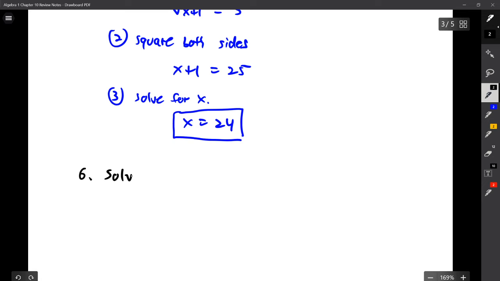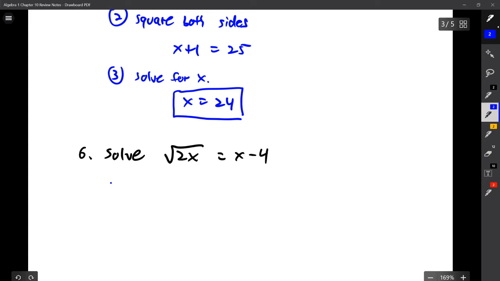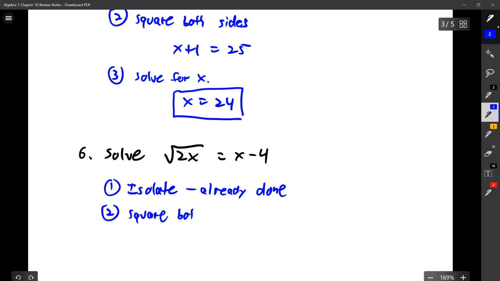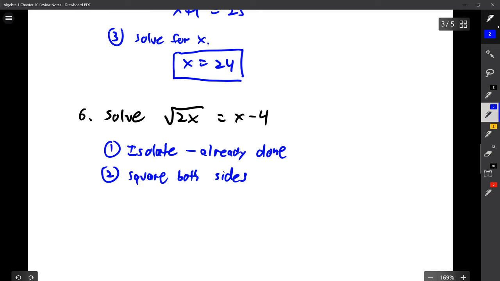Number 6. One more of these, but solve root 2x equals x minus 4. Okay, first step, isolate. And this is already done. Step 2, square both sides. Okay, let's see what we get.